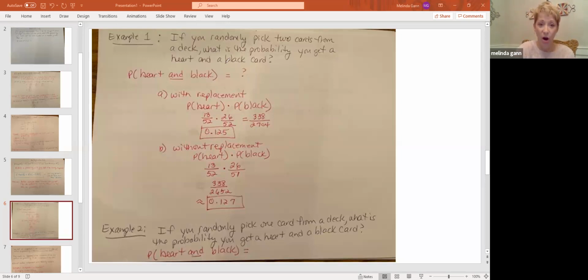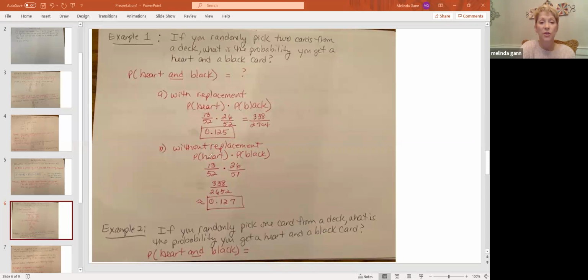Okay, well, look at the difference. You pick 2 cards from the deck. What's the chance you get a heart and a black card? But this time I'm saying without replacement. So once you pick, it's gone. So is it possible to get a heart the first time and a black the second time? Yes, that's possible. So if it's possible, I grab my formula. The probability of the first one times the probability of the second one.